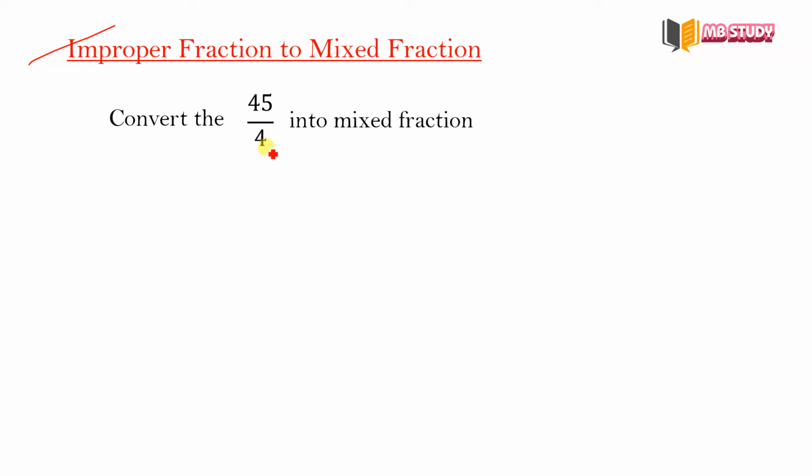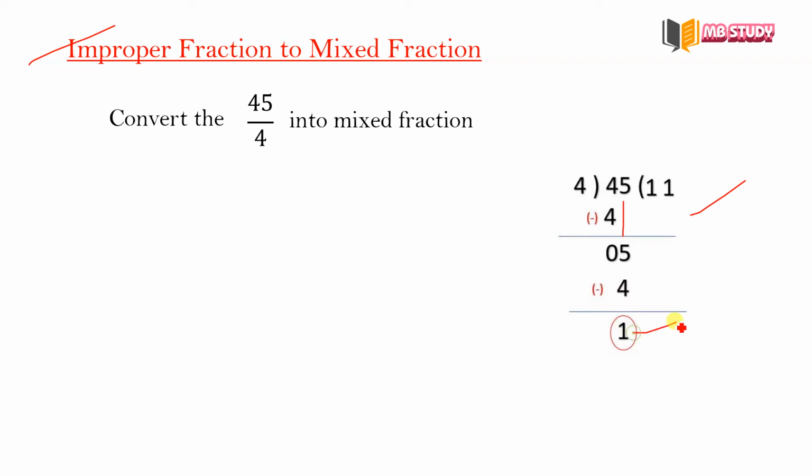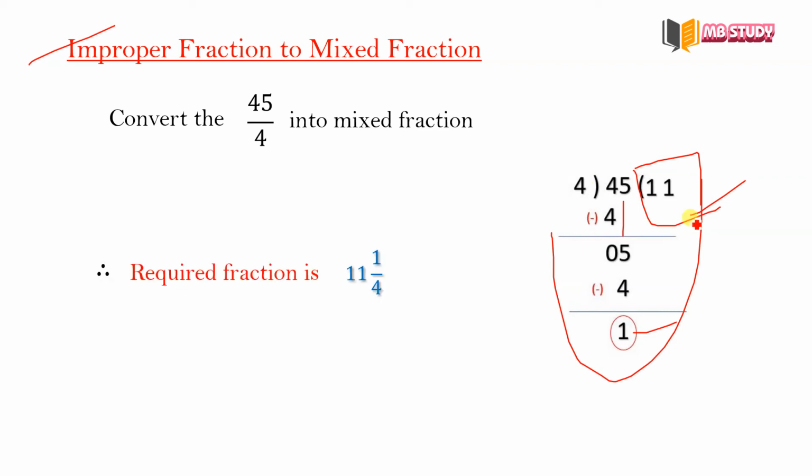This can be done by using long division method. We have to divide like this. 4 ones 4, 4 minus 4 is 0, and we bring down the 5. Once again 4 ones 4, 5 minus 4 is 1, 1 is the remainder. How can we write this as a mixed fraction? This one is integral part, remainder is numerator, divisor is denominator. The required fraction is 11 1 by 4. So we have converted this improper fraction into mixed fraction.